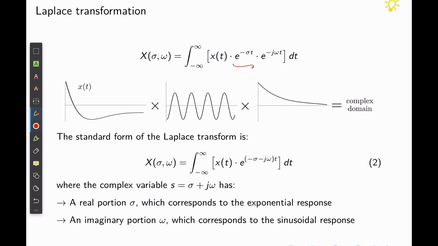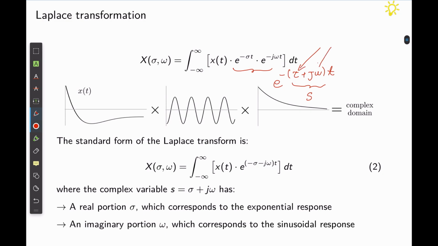These two exponentials can be combined in one if you write exponential of negative sigma plus j omega, times t. And sigma plus j omega is what we define as s, that is the complex variable, the Laplace variable, which has a real part and an imaginary part. Now the real part sigma corresponds to the exponential components that will form x of t, and omega corresponds to the imaginary components, that is the sinusoidal part of x of t.